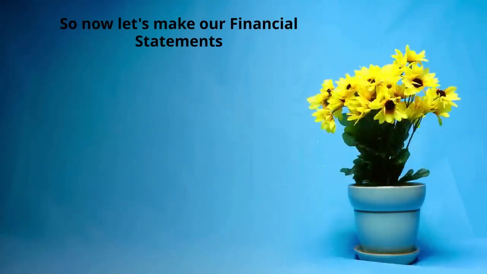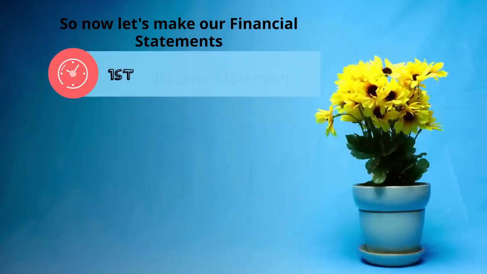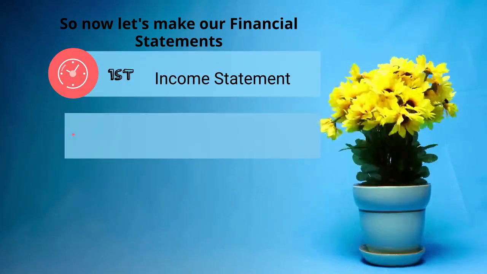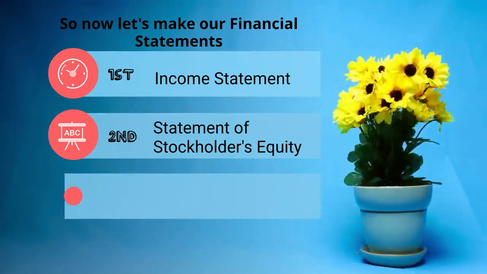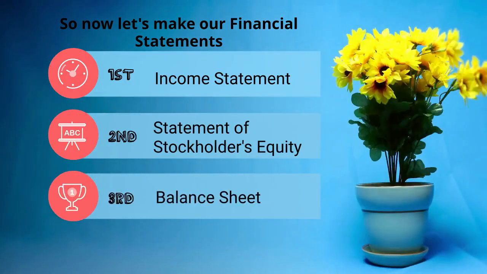Our financial statements will be made in the following order. First, the income statement. Second, the statement of stockholders' equity. And third, the balance sheet. There is also a fourth financial statement, the statement of cash flows, but we'll save that one for a later date.